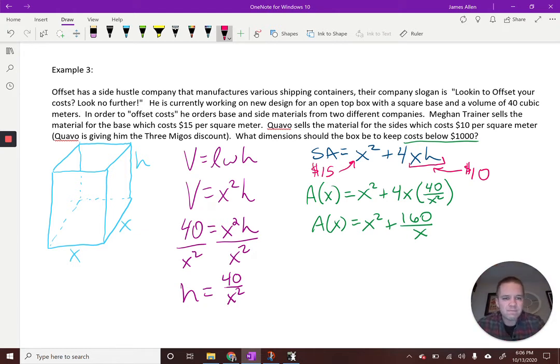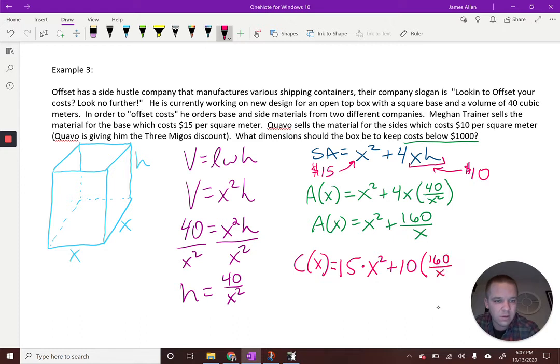Lovely. So I can pop that into my function here to make it a cost function. How about this? C of x, new function, new color, add in the cost. I'd have $15 times whatever my area of the base is, and then I'd have $10 times whatever those areas would be. All right. Wonderful. Because this section here would be my base.